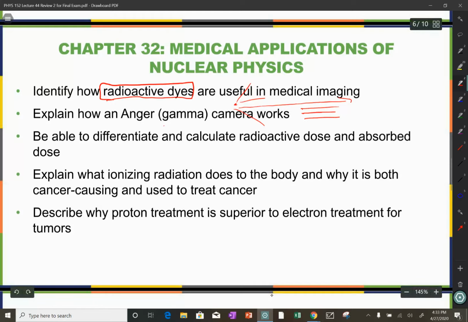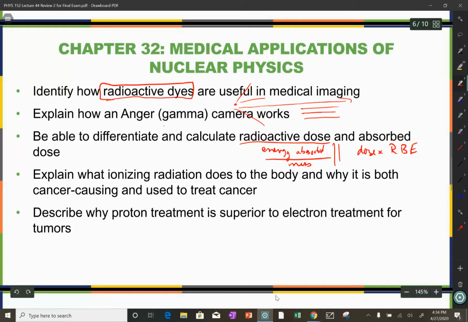Be able to differentiate and calculate radioactive dose. Remember, a dose is the energy absorbed per mass, and the absorbed dose, which is the energy absorbed per mass, times the RBE. And that's telling you about how much damage potential it does. So the absorbed dose is the one that's really the important one. That tells you what the potential is for damages.